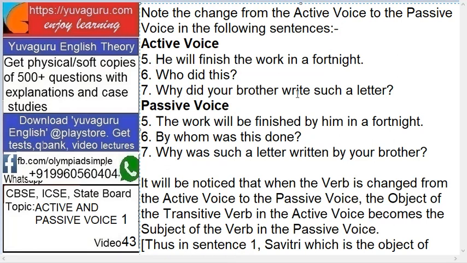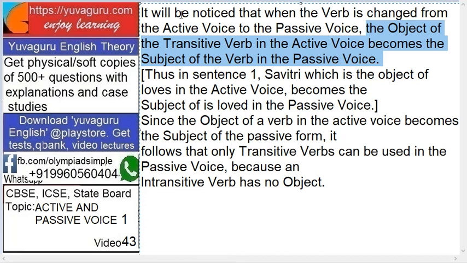Why did your brother write such a letter? Active. Why was such a letter written by your brother? Right. So here active means subject acts, passive means subject is at the receiving end, and the subject and the predicate or the object interchange the positions. Okay. It will be noticed that when the verb is changed from active to passive, the object of the transitive verb in the active voice becomes the subject of the verb in the passive voice. So that's what I said just now, that the position changes.